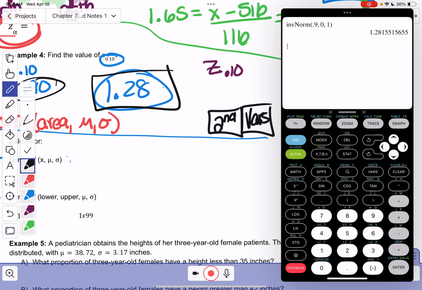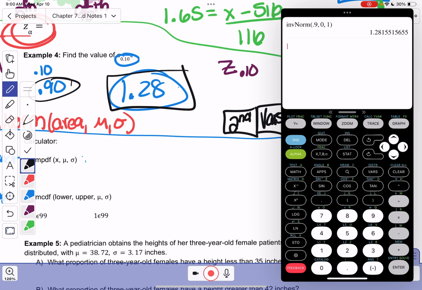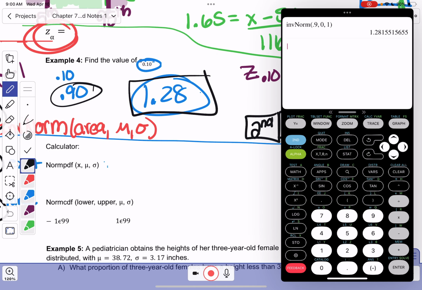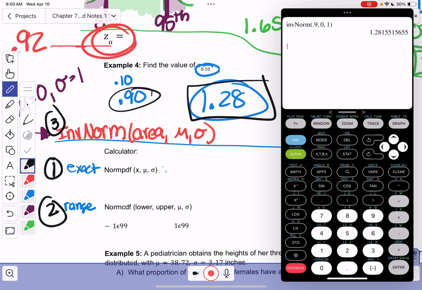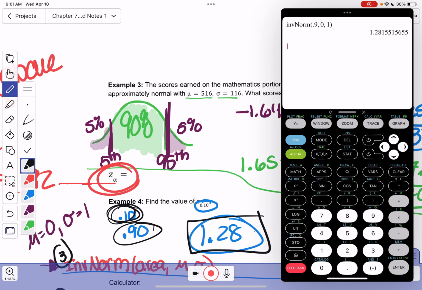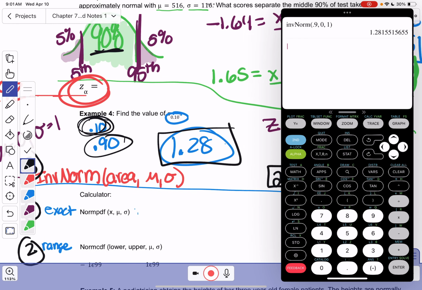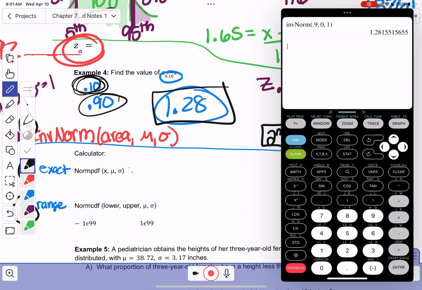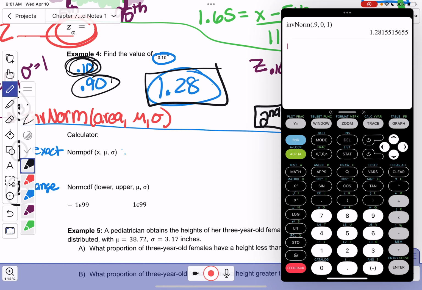Now, some calculators will also give you an option of left, right, and center. If you have that option, then you could enter 0.10 and say to the right. Or for this one, you could say 0.9 in the center. But if it doesn't give you that option, it's always to the left.